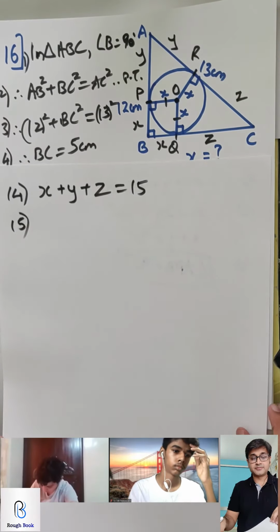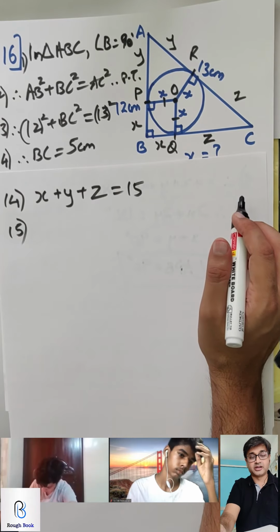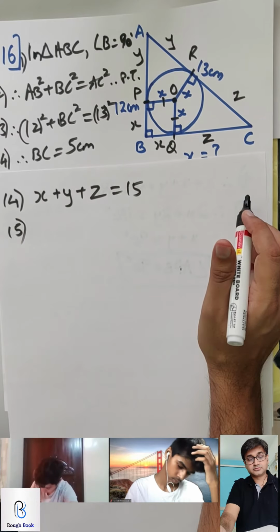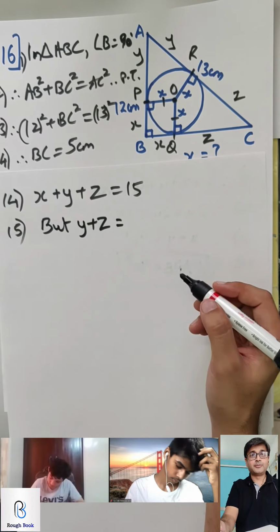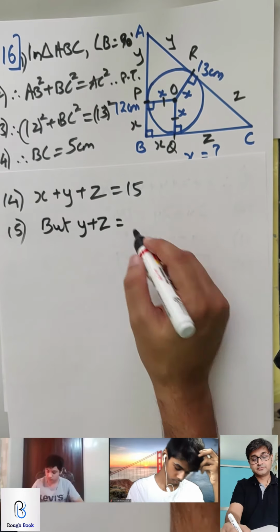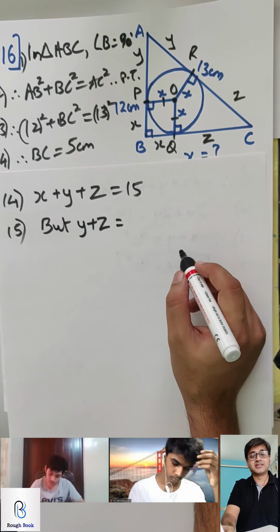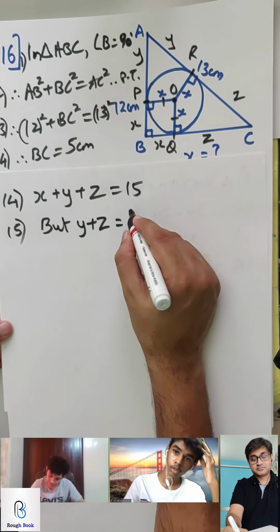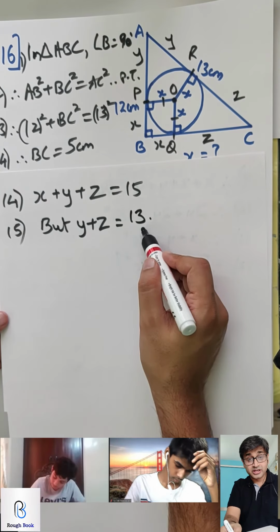Now think, how are you going to get X? The main part is sorted, just the final part is left. X plus Y plus Z is 15. How will you get X? How much is Y plus Z? Look at the diagram. How much is Y plus Z? Let them think. Y plus Z is AC, and AC is 13. So Y plus Z is going to be 13.